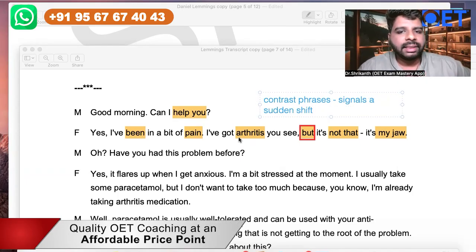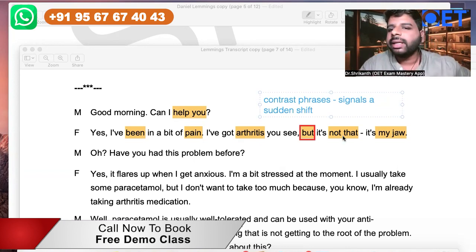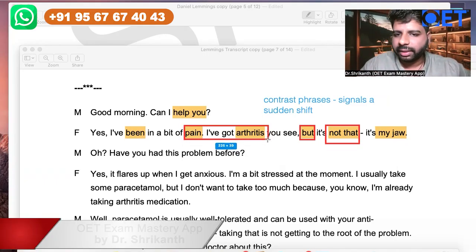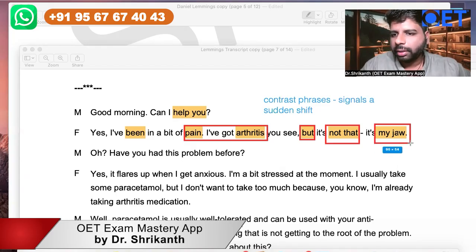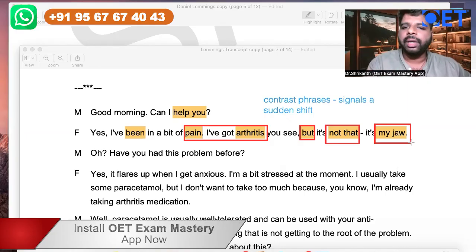Now, see over here, she is saying, I have got arthritis, but now the word but is coming. That means a sudden shift is coming, and she is saying, it is not that. Now, she is saying, it is not my arthritis. The reason why I am here is not because I have painful arthritis. She is saying, it is my jaw. Okay, so she is saying, I have arthritis, I have pain. Now the word but is coming, which means she's saying it is not that. I am not here because I have painful arthritis. She's saying I have some issues with my jaw. Right. So this is what they are saying.